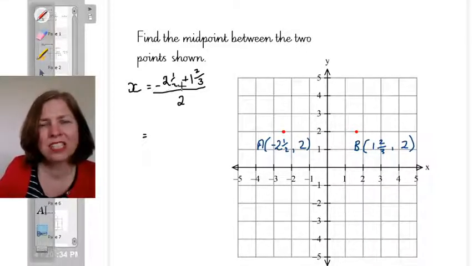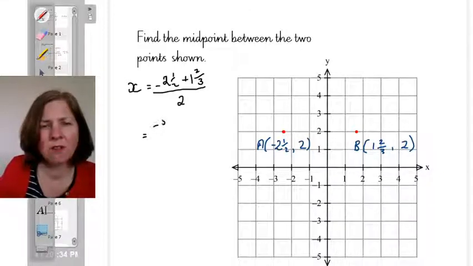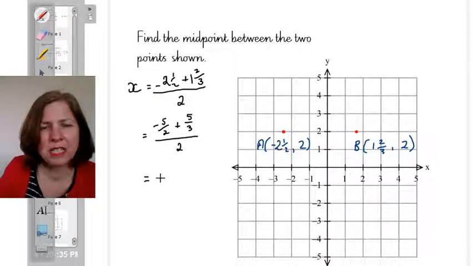What I'm going to do is change these into improper fractions and then change them until they have a common denominator so that I can add them together. So -2.5 is the same as -5 over 2. 1 and 2/3 is actually the same as 5 over 3. That's a coincidence. I didn't plan that. And I'm still dividing the whole thing by 2. Now, in order to add those together, I need a common denominator. So that's going to be 6. So this will be -15 over 6 plus 10 over 6, still dividing by 2.